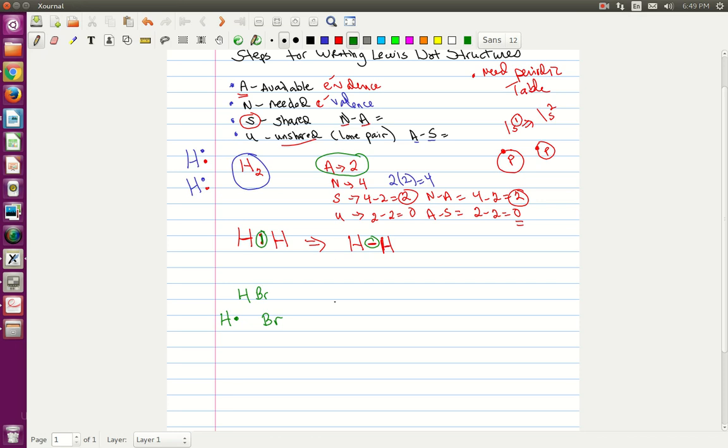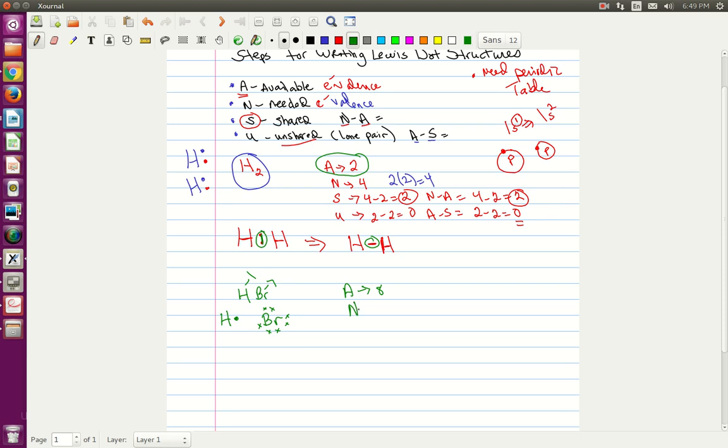So I'm going to draw the 7 around bromine. 1, 2, 3, 4, 5, 6, 7. And you'll notice that when I'm doing Lewis dot structures, I oftentimes put the different electrons around each atom. I make it a different symbol just so I can keep up with them. So how many electrons are available? Well, 1, 2, 3, 4, 5, 6, 7, 8. Bromine has 7 and hydrogen has 1, so 8.